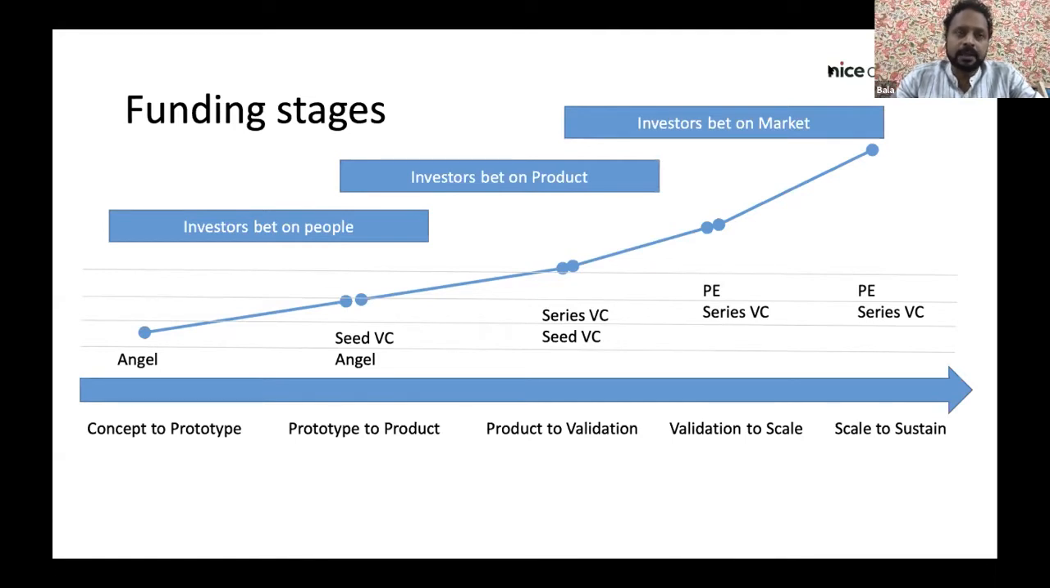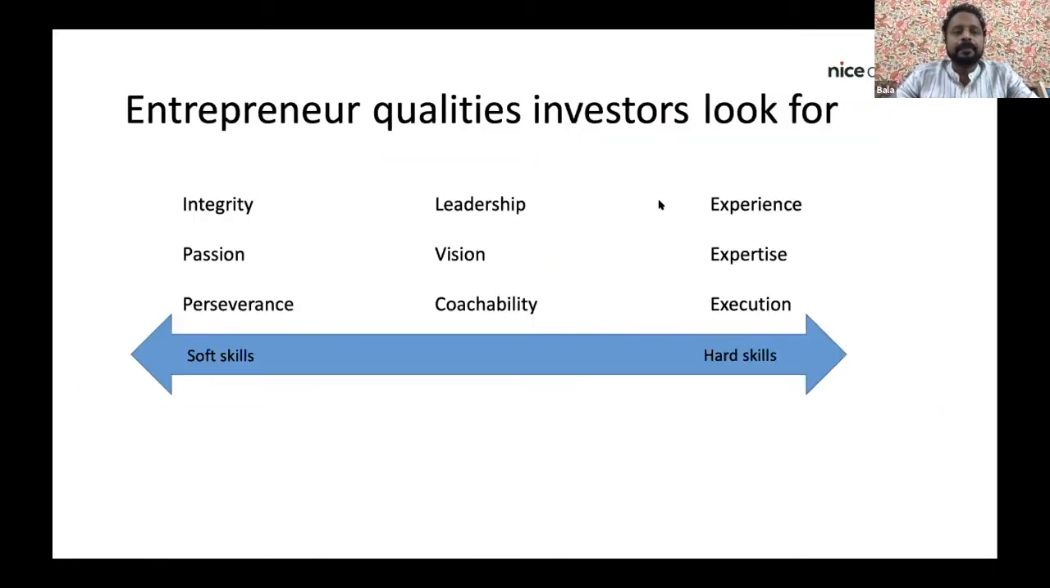I know that most of Aarohana listeners are probably in the first segment, where they either have a concept or a prototype, or have a product and a little bit of traction, but may not have massive scale. So we are probably going to look at the pitch that is needed when an investor is looking at the team as well as the product for making an investment decision. What qualities do investors look for when you are a team, or if you are a solopreneur, what qualities do they look for in the entrepreneur?